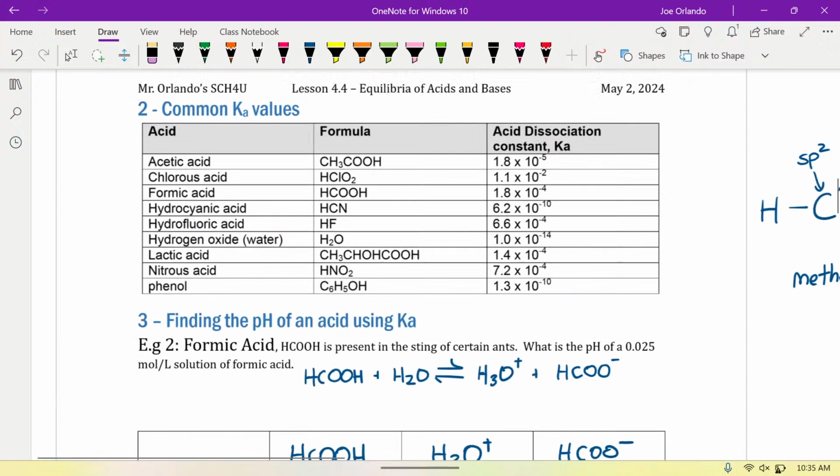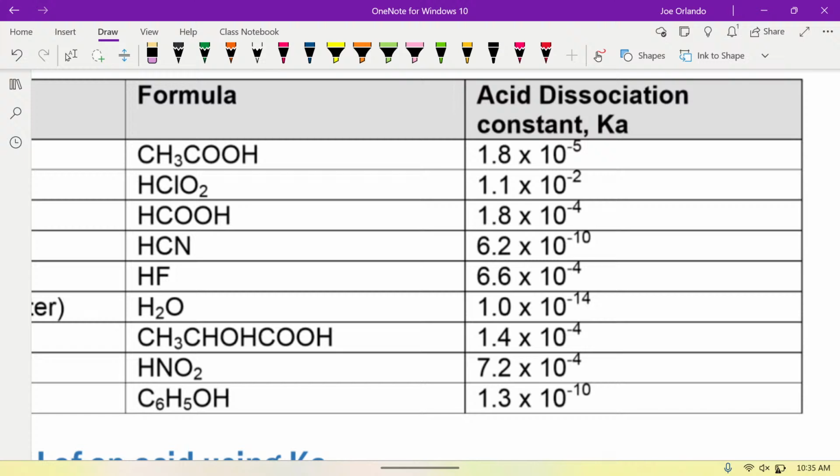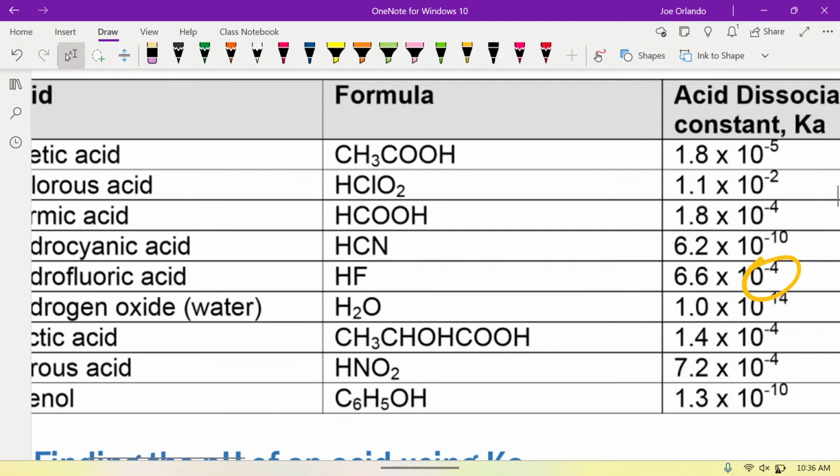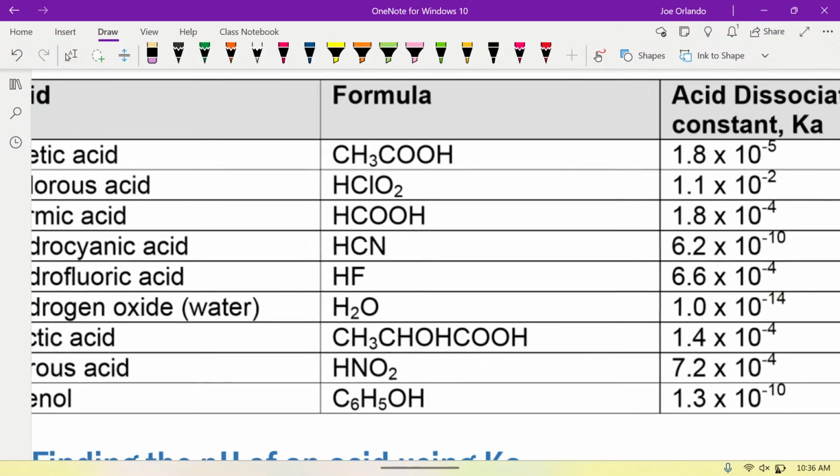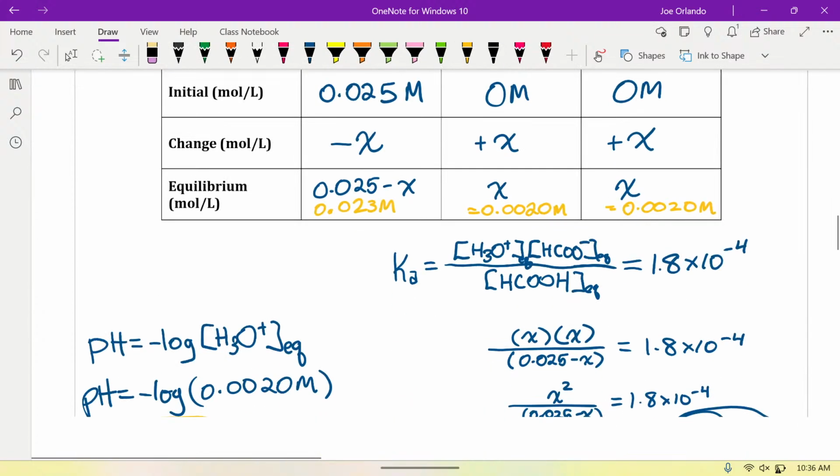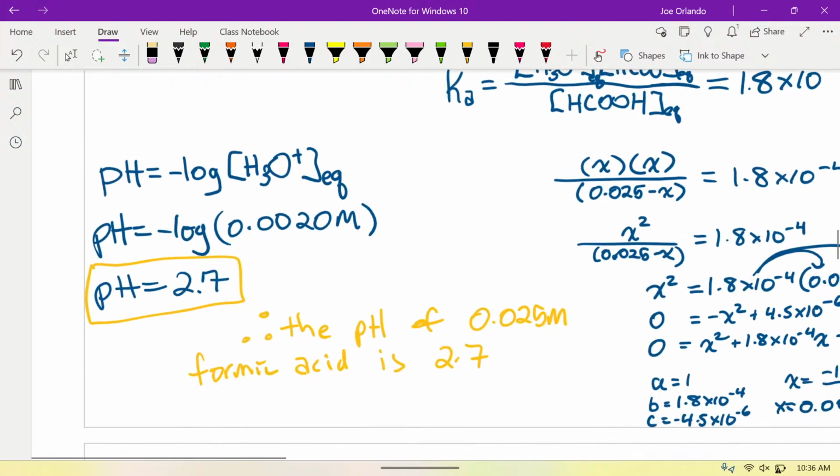And formic acid, as weak acids go, if you look here, is one of the strong-ish ones, right? Where's formic? -4, right? It's not like a super weak acid, and it's still over 10 times weaker than a strong equivalent.